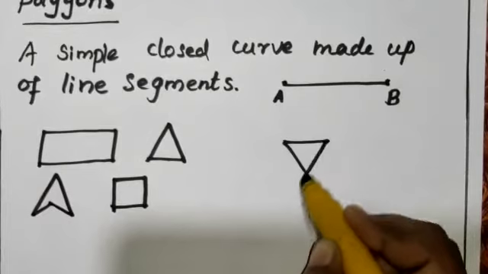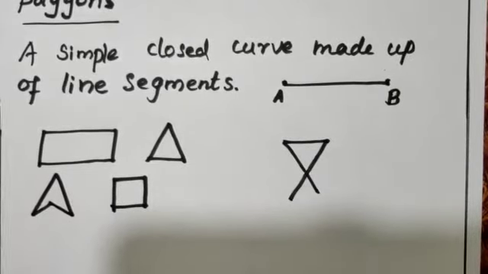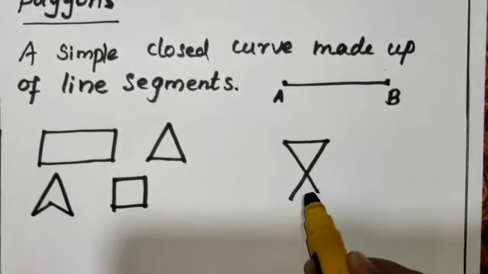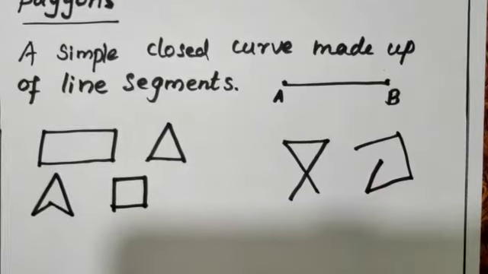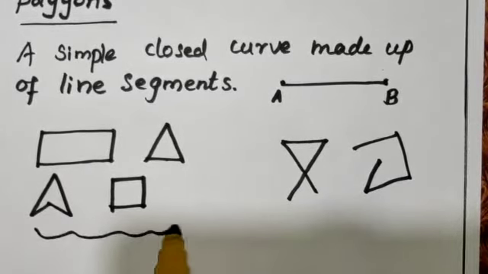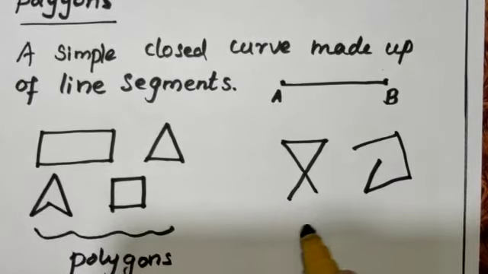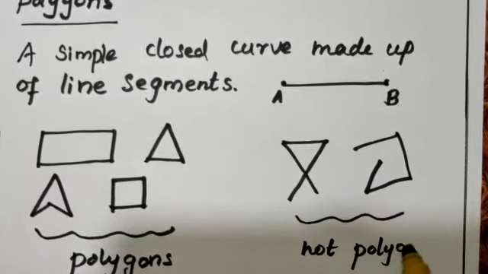See here. This is not a closed curve. No, this is not a closed curve and it is not a simple closed curve. So this is not a polygon. And what about this? This is also not a simple closed curve. So these are some examples of polygons, and these are not polygons.